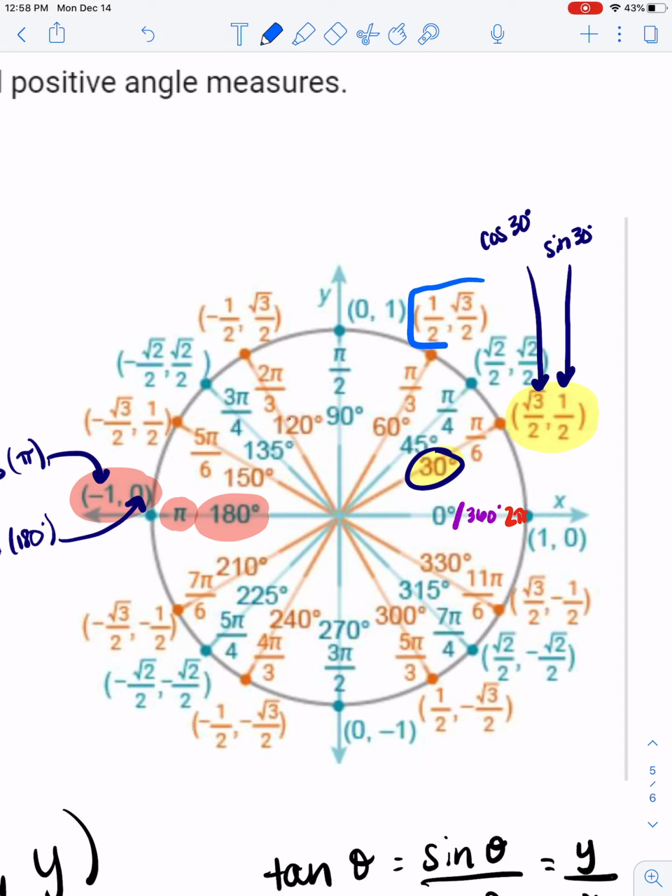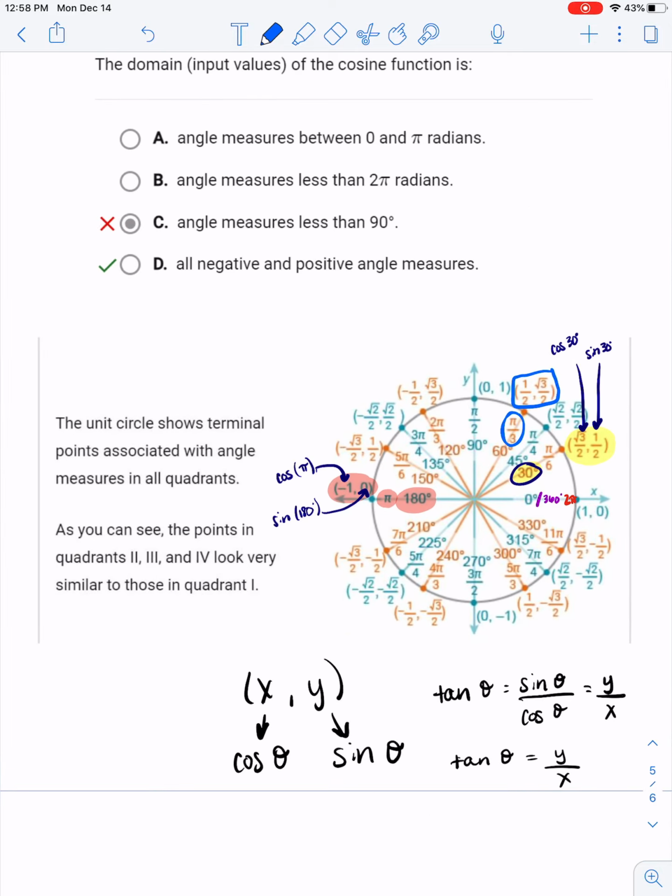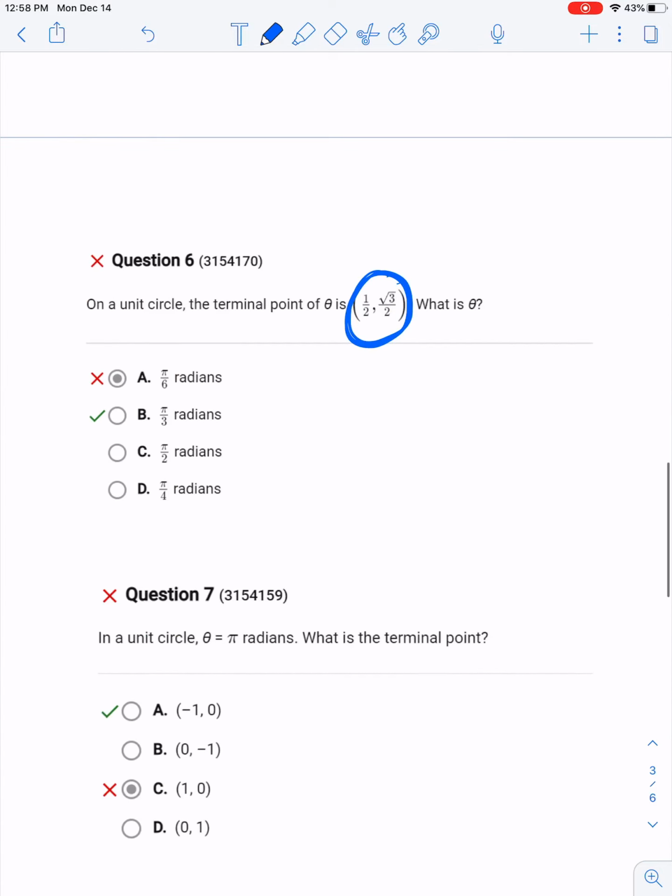I can just quickly find it because I kind of know where it is. That's going to be pi over 3. The x value is 1/2, the y value is radical 3 over 2. So pi over 3. There you go.